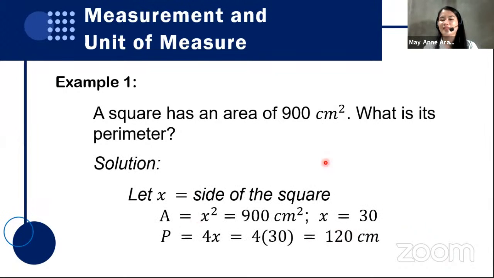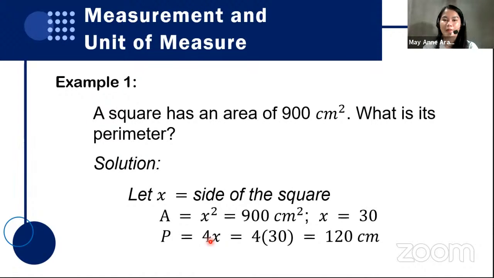So let s be the side of the square. So that is s squared equals 900, and then get the square root of 900. The square root of 900 is 30, because 30 times 30 is 900. So therefore, the length of each side of the given square is 30 centimeters. And you can now finally solve for the perimeter. The formula for finding the perimeter of a square is just 4 times the length of the side. So 4 times 30, you have 120. And that is the answer for this problem.